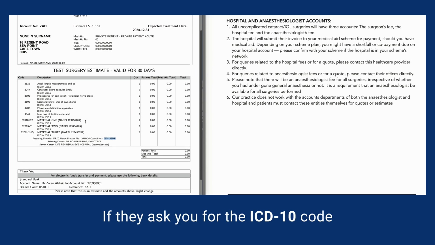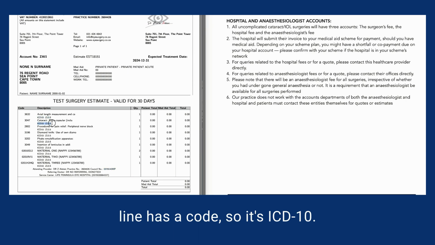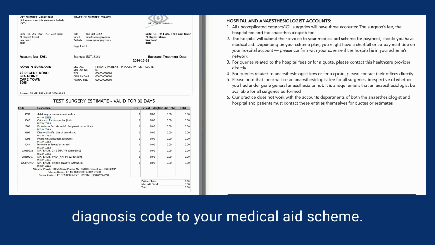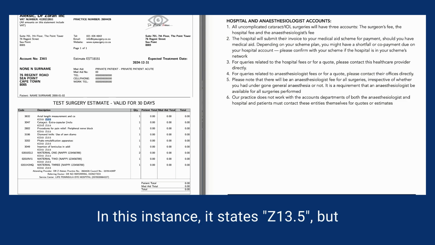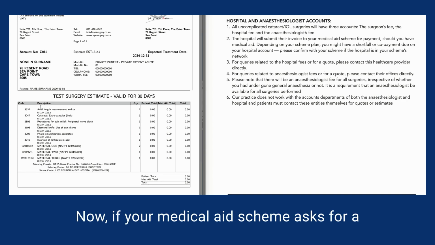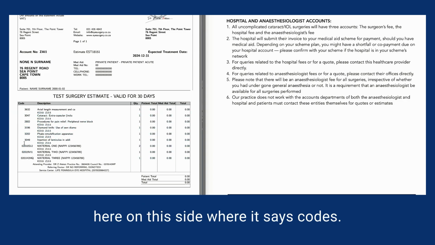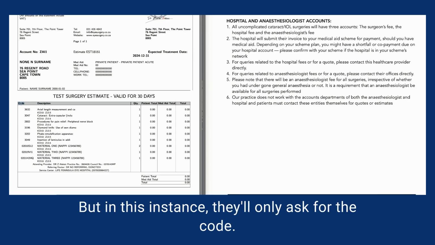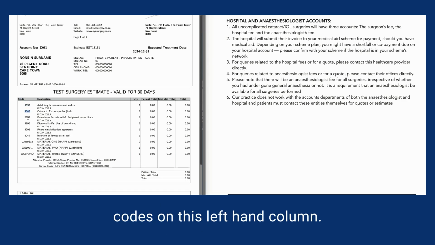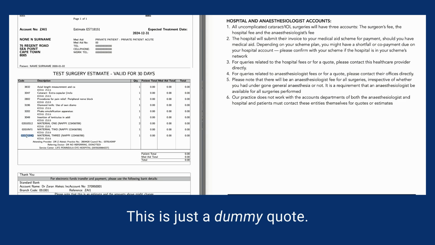If they ask you for the ICD-10 code or the diagnosis code, you would see that each line has a code. So it's ICD-10. So you can give that ICD-10 or diagnosis code to your medical aid scheme. In this instance, it's Z13.5, but this will differ for every single patient. Now, if your medical aid scheme asks for a procedure code, this is this left-hand column over here on this side where it says codes. Those are procedure codes, and this is the description of the code. But in this instance, they'll only ask for the code. So you can give them these codes in this left-hand column. Your quote might look different to this one. This is just a dummy quote.